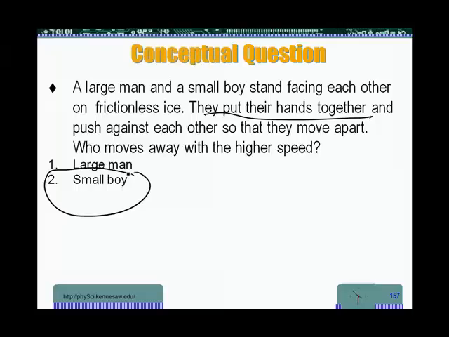Okay, which of the two is going to experience the larger force? Okay. Which would experience the larger force? It's going to be the same. Why is it the same force? They are going to be action-reaction pair.